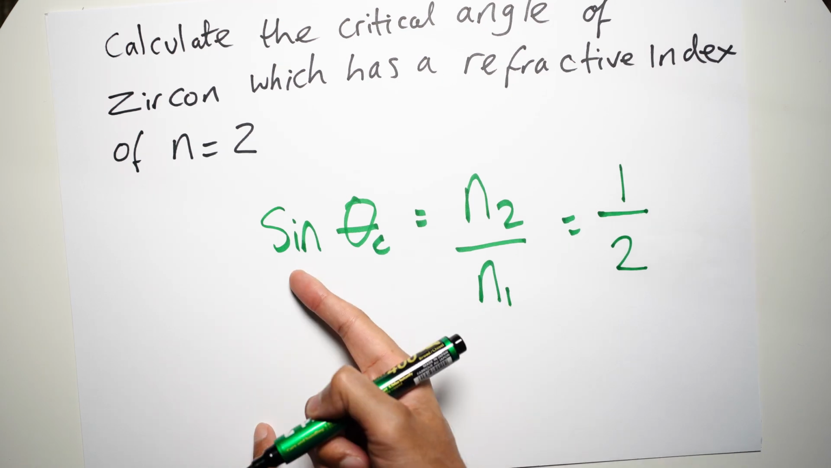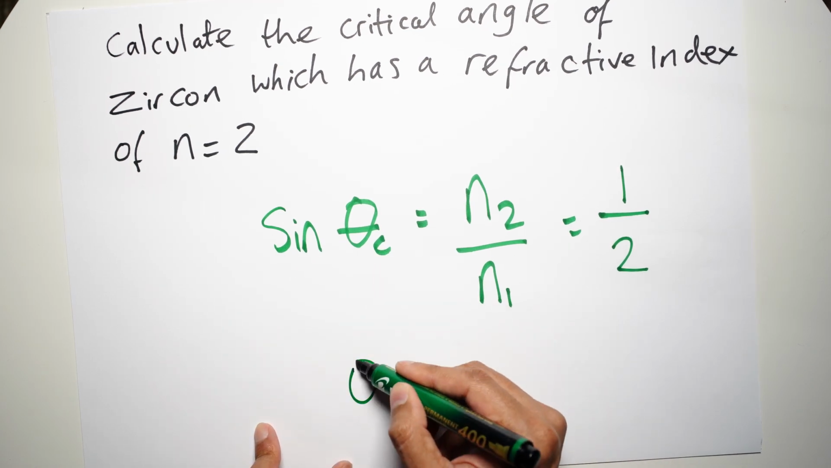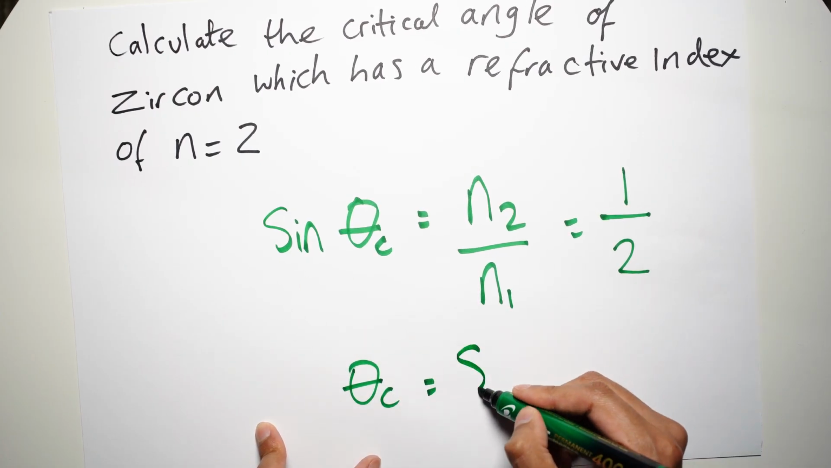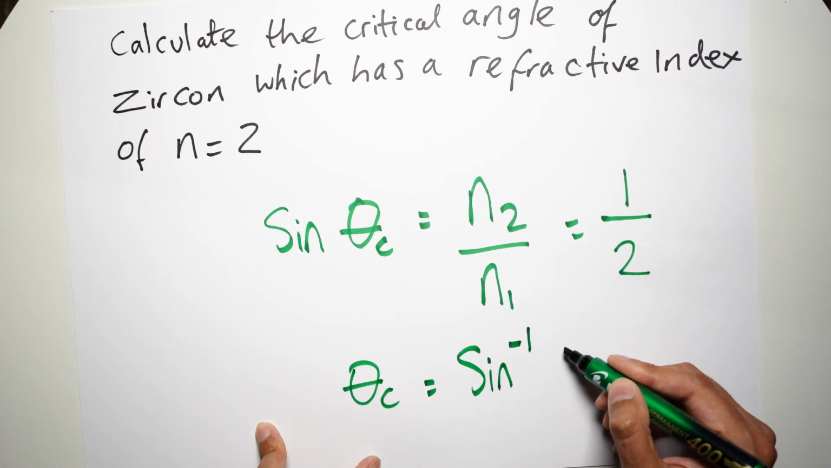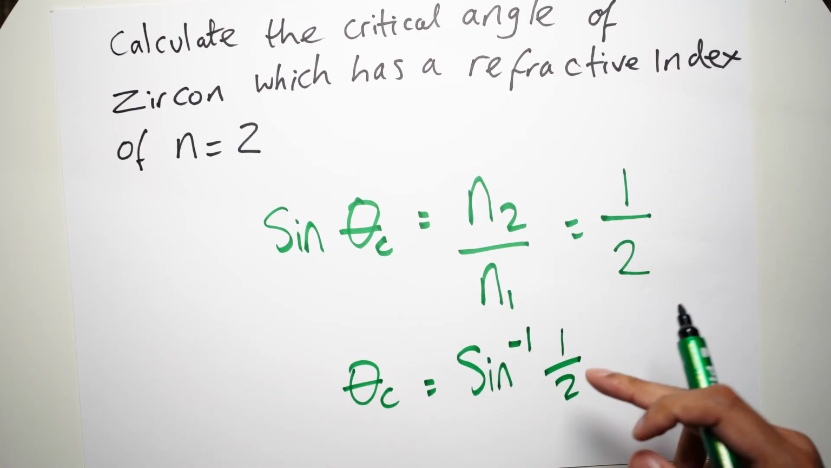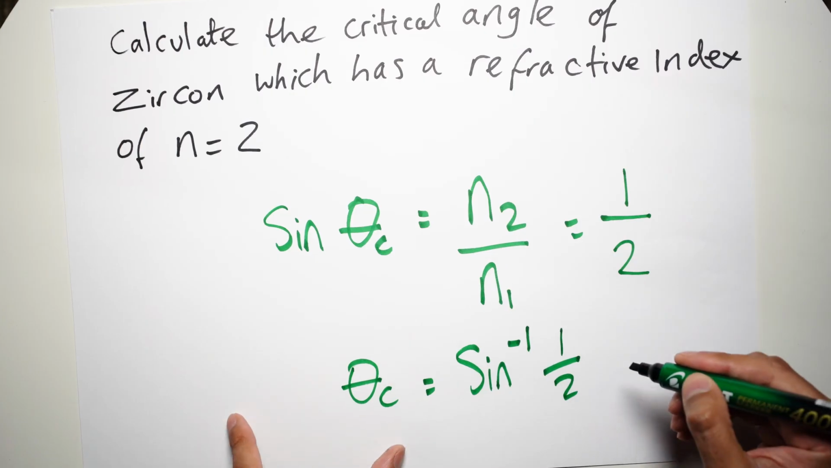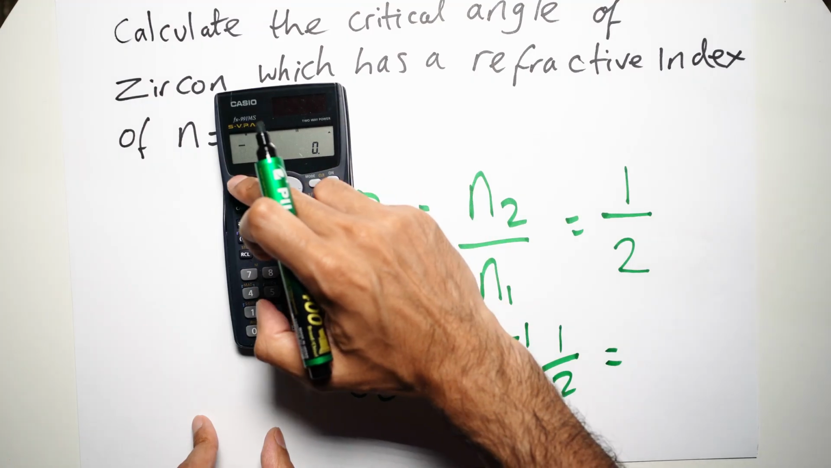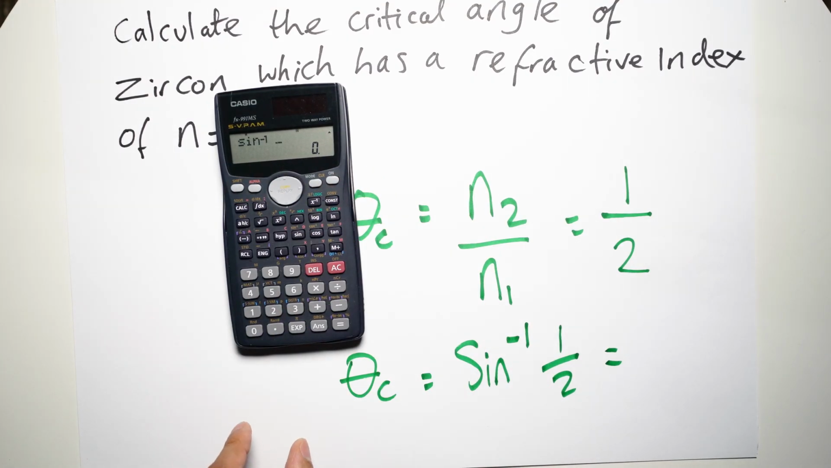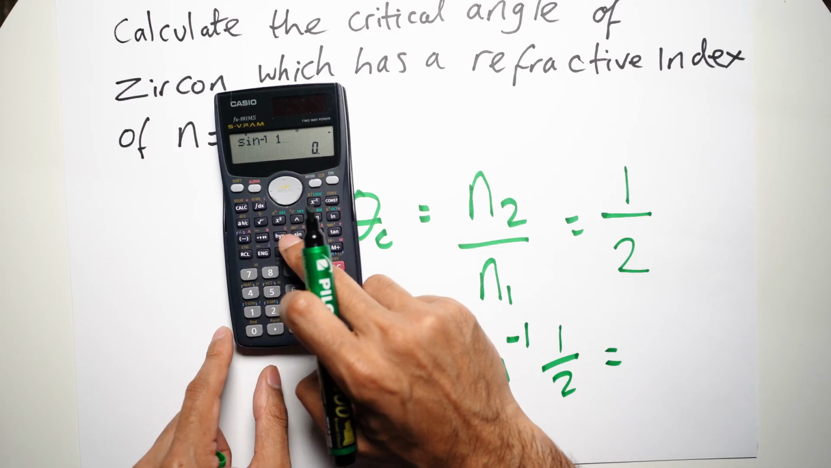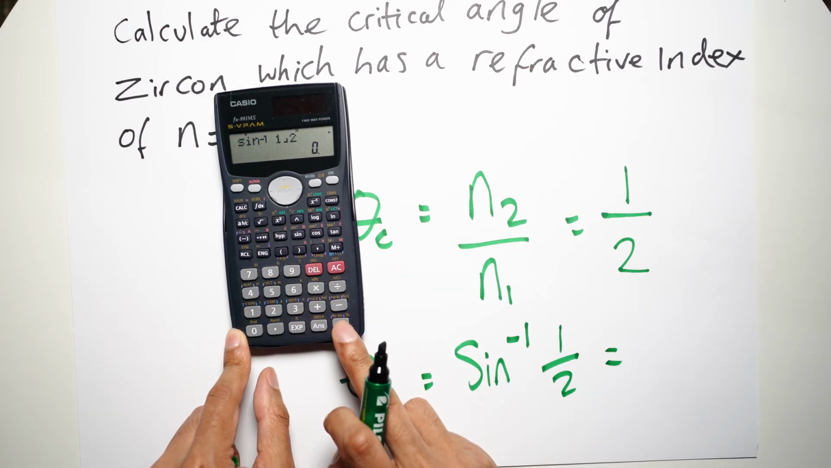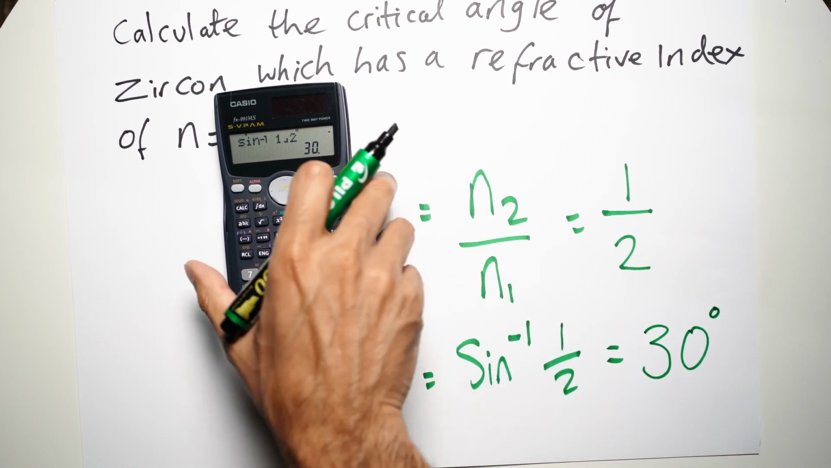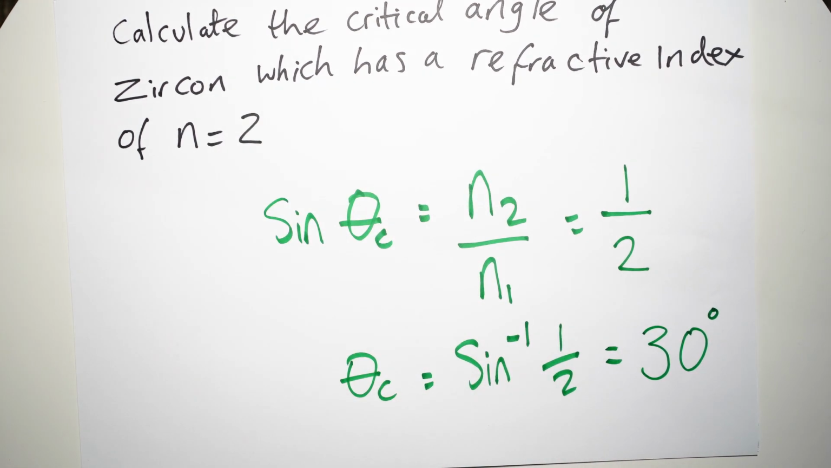Now, that's for sine theta c. So to get theta c without the sine, what you've got to do is sine minus 1 of 1 over 2. Well, 1 over 2 is 0.5. So let's see what that gives us. Shift sin, that gives us sin minus 1 of 1 over 2, which equals 30 degrees. So that's how you work it out.